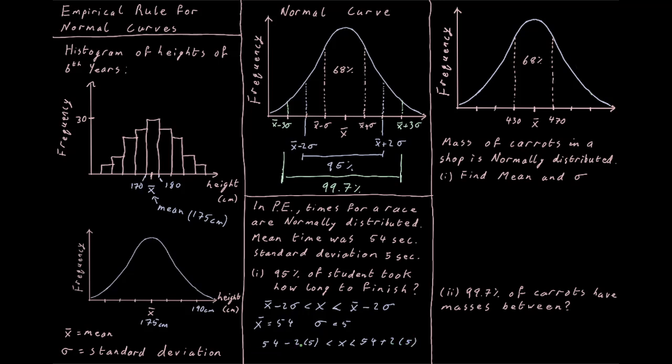So that's going to be 54 minus 10, which is 44. And 54 plus 2 groups of 5, which is 10, is 64. So 95% of our PE group ran the race in a time between 44 seconds and 64 seconds. They took between 44 seconds and 64 seconds to finish that race. So because we were able to use our normal curve, we were able to describe the behavior of that group in a way that we couldn't have if we just drew it as a histogram.